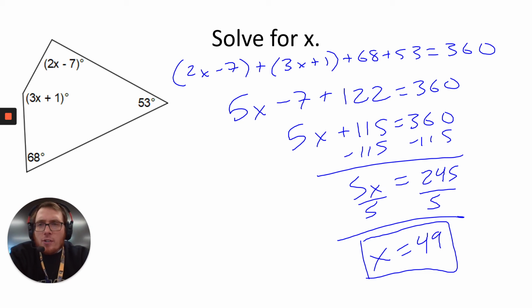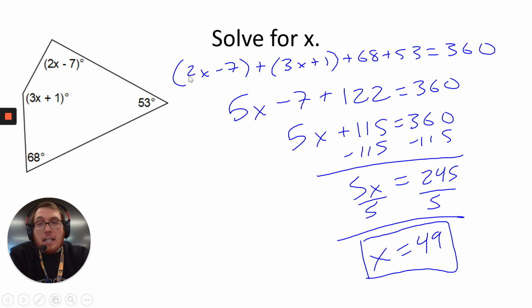Okay, for the next question, there's two pieces that have an x involved. So you got 2x minus 7, you got 3x plus 1, and then you've got plus 68 plus 53. Now for this question, I decided to combine all terms before I move things to the other side. You don't have to do it that way. It just gives you another option though.